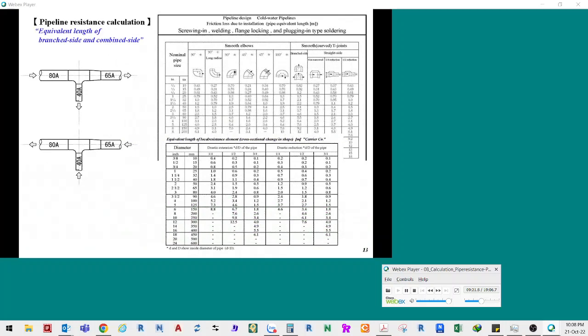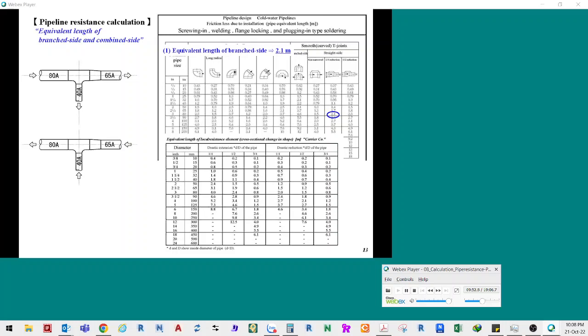The same equivalent length is basically used even if the T-joint is a branch type or a combined type and the size of the T-joint is enlarged or narrowed. The equivalent length of the straight side of the T-joint is 2.1 meters, because the size of the pipe is 80A and the reduction ratio is 1/4. Let's refer to the data for equivalent lengths of T-joints with other cross-sectional changes in shape.